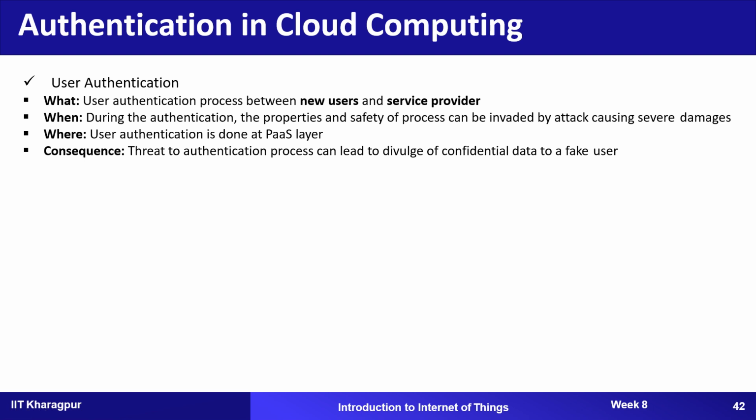Now authentication in cloud computing. User authentication is the process between a new user and the service provider. The service provider is going to authenticate the users who are going to access the services from that particular service provider. During the authentication, the properties and safety of a process can be invaded by the attacker, causing severe damages. User authentication is done at your platform as a service layer, and a threat to the authentication process can lead to divulging of confidential data to a fake user.